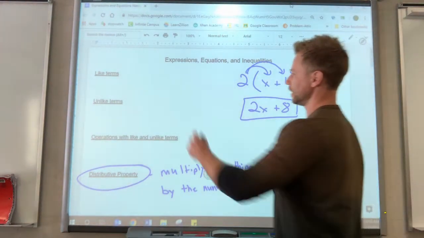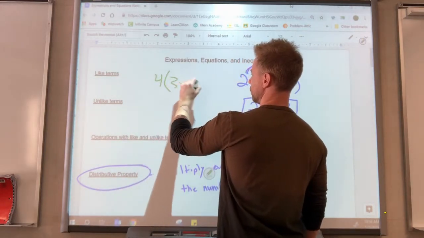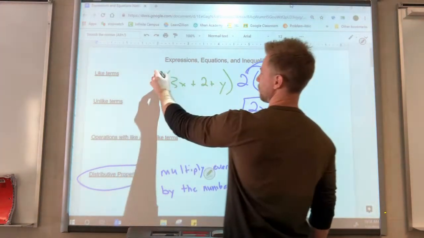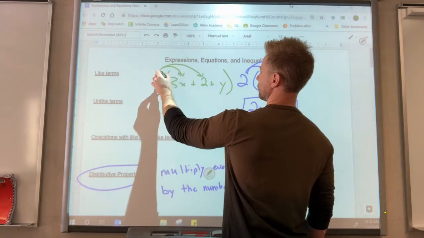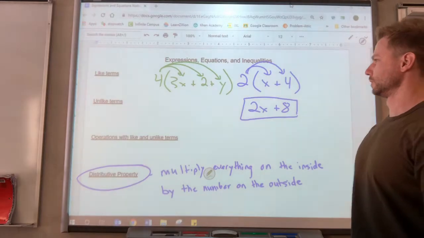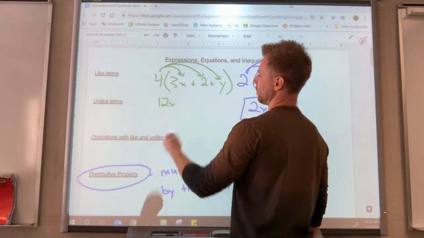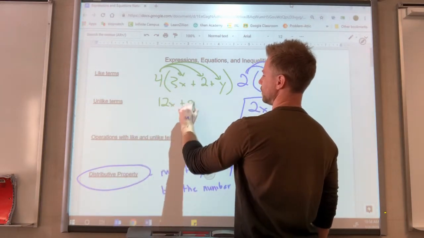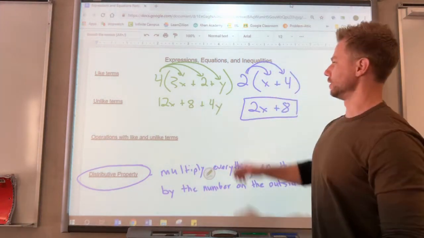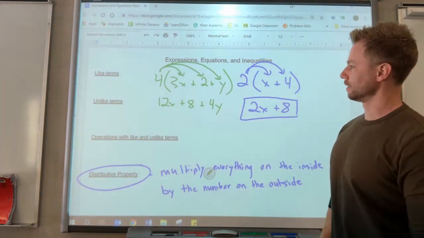Okay, let's take a look at one more. If I have 4 times 3x plus 2 plus y, now I'm going to have to take that 4 on the outside. It has to be multiplied by everything on the inside. So 4 times 3x is 12x. When I multiply, they don't have to be like terms. 4 times 2 is 8. 4 times y is just going to be 4y. It's really a 1y, so 4 times 1 is 4, and then we put the y on the end, okay?